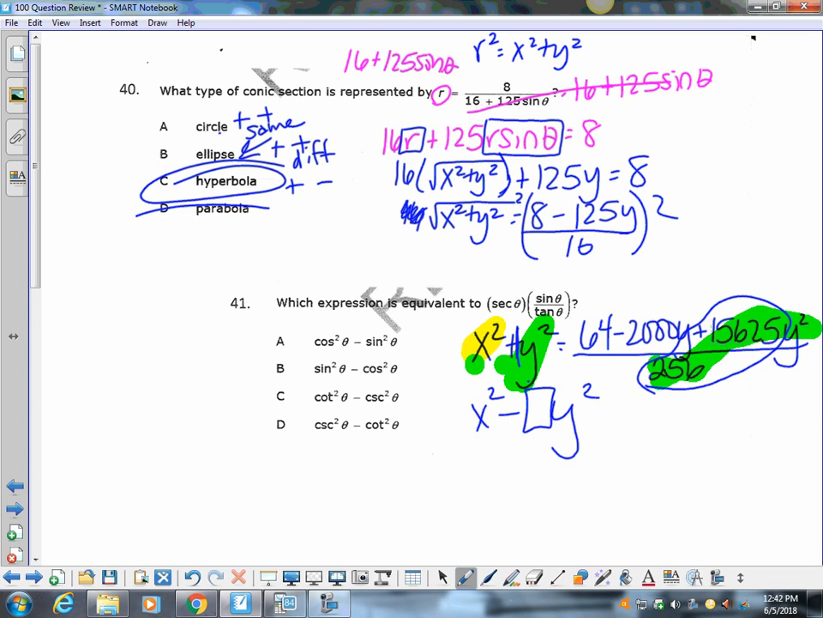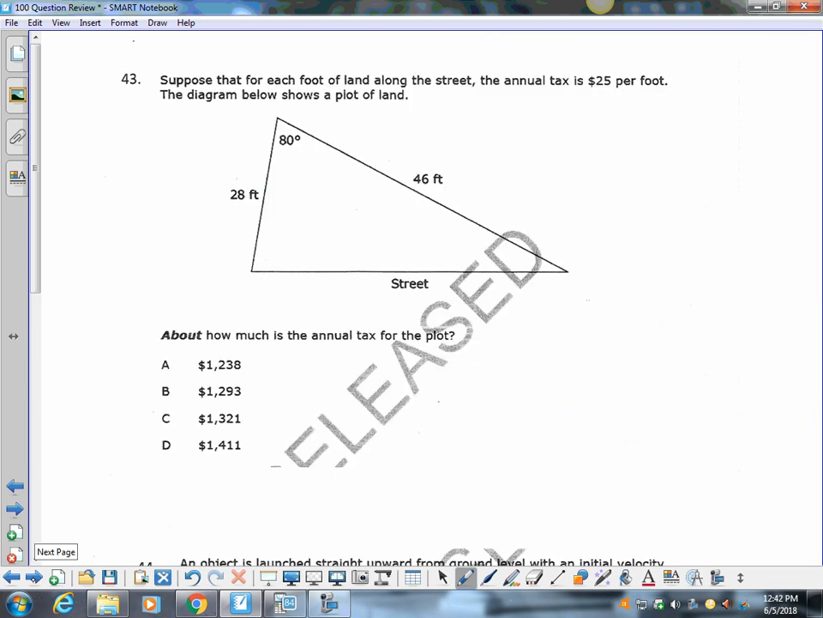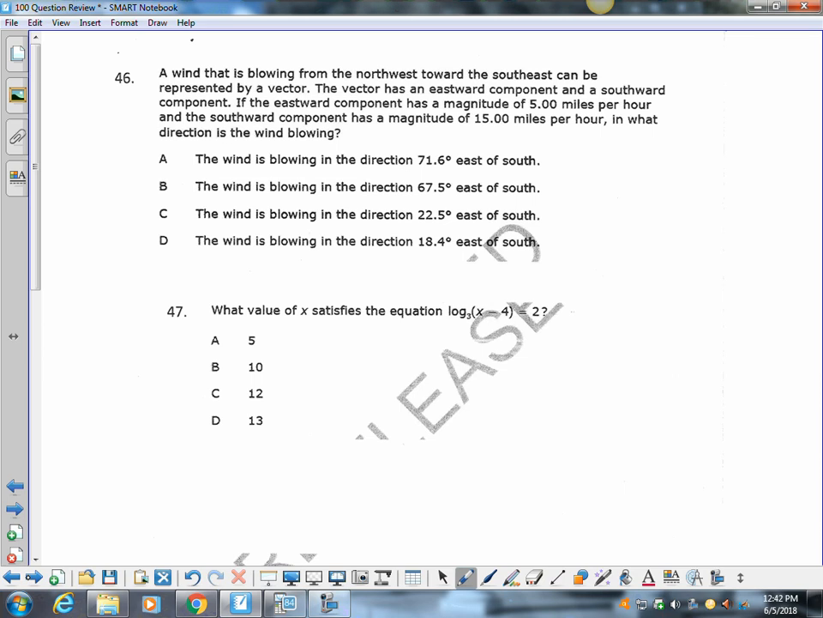Okay, 46. 46 is the wind one. You've got a wind that's blowing from the northwest towards the southeast. So there's your wind. The vector has an eastward component. It's going east of 5 miles per hour and a southward component that's going 15 miles an hour. And I want to know the angle that the wind is blowing.